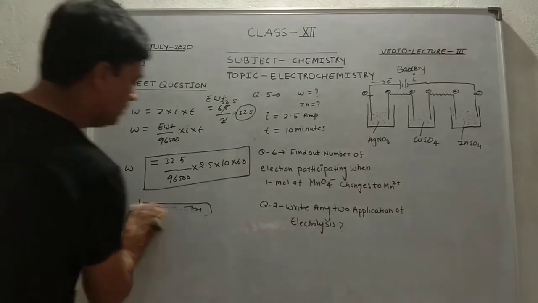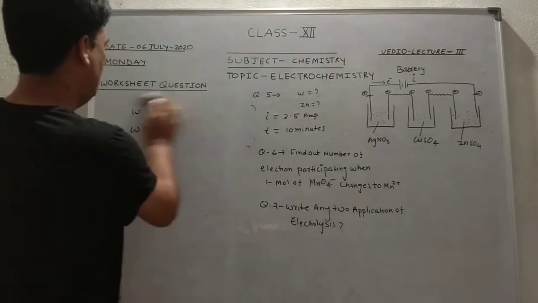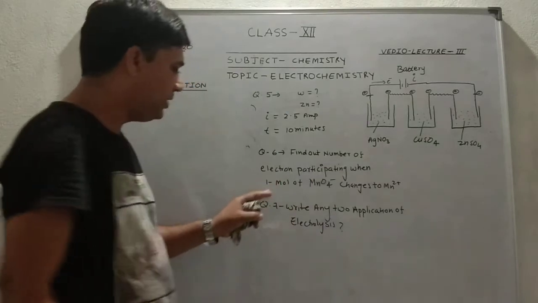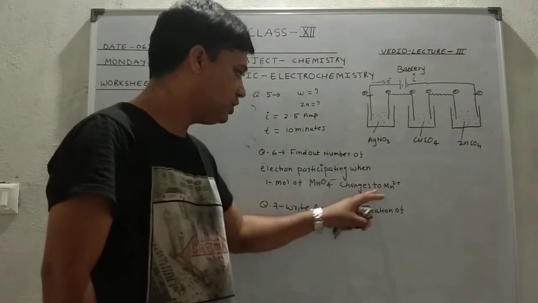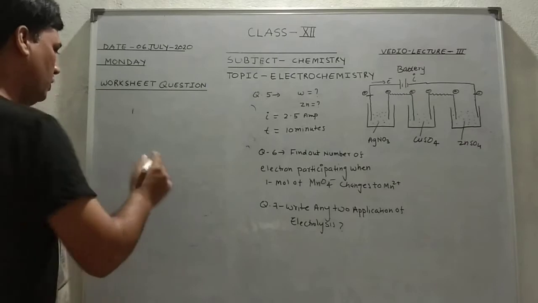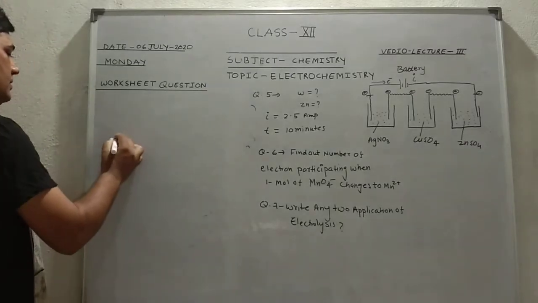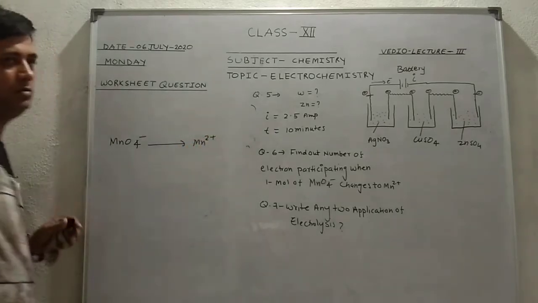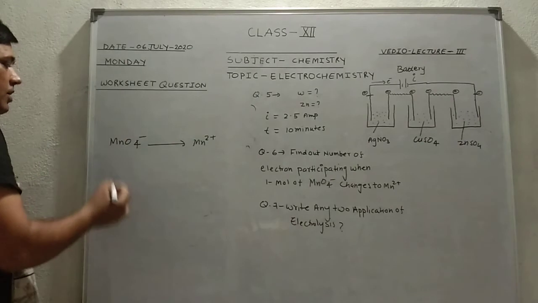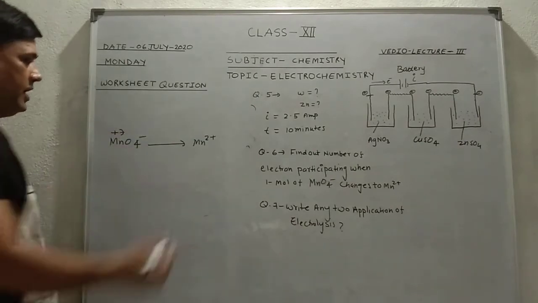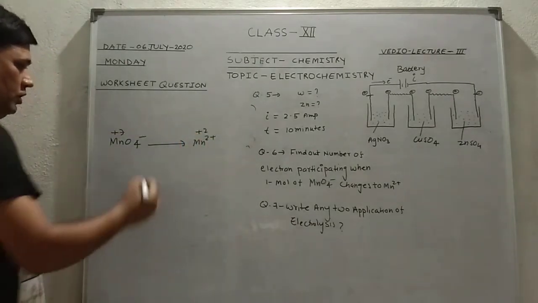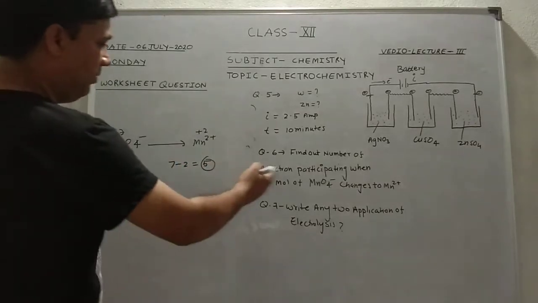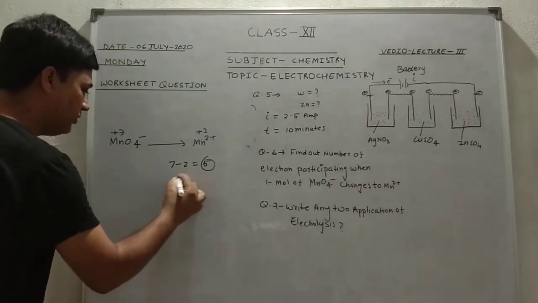Okay. Next question. Question number 6. Find out the number of electrons participating when 1 mole of MnO4 minus changes to Mn2+. The equation can be written as MnO4 minus converted into Mn2+. First we have to calculate the oxidation number of Mn. This is +7 and here the oxidation number is +2. So the change in oxidation number is 7 minus 2, which is equal to 5. So the number of moles of electrons is equal to 5.